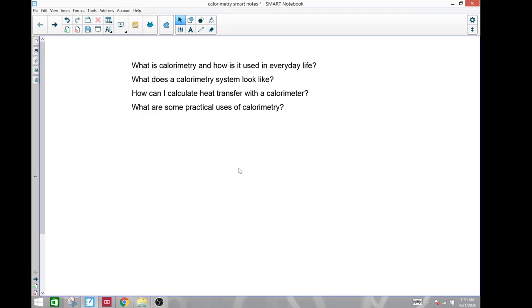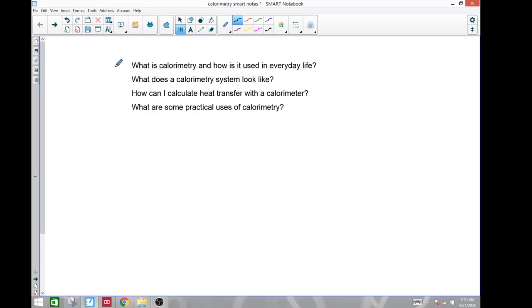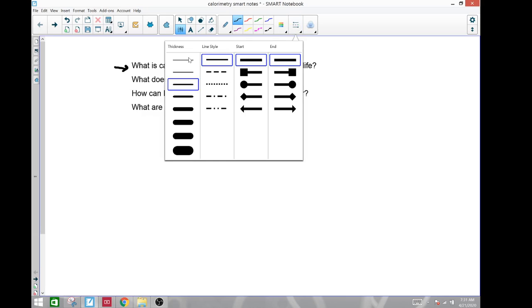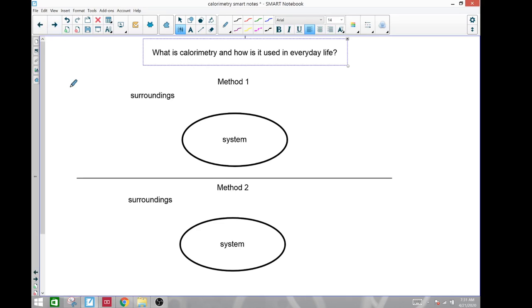These are some of the topics that we're going to be discussing today in calorimetry. What is calorimetry? What does a calorimetry system look like? How can I calculate heat transfer with a calorimeter? What are some practical uses of calorimetry? So in this situation, let's just take a look at a couple examples. All right, what is calorimetry and how is it used in everyday life?